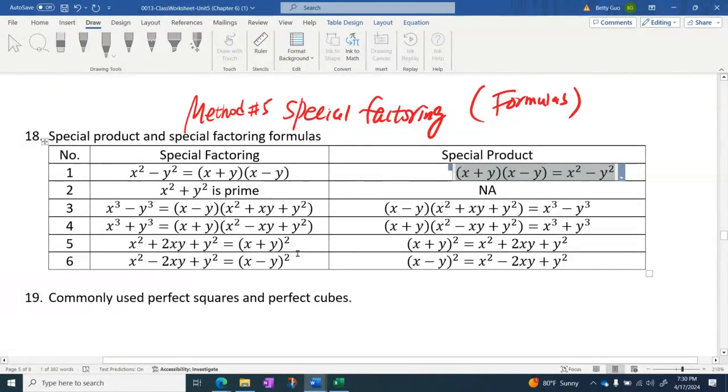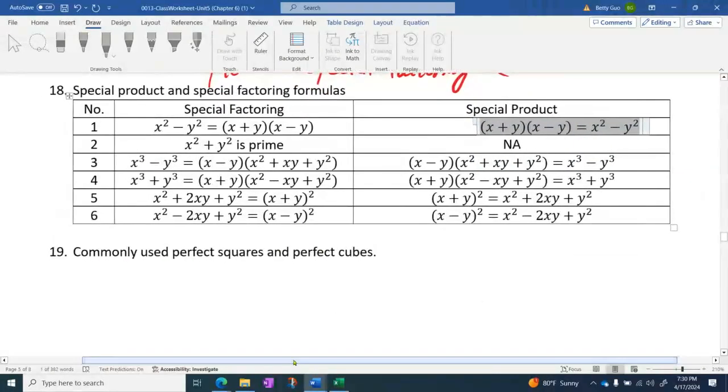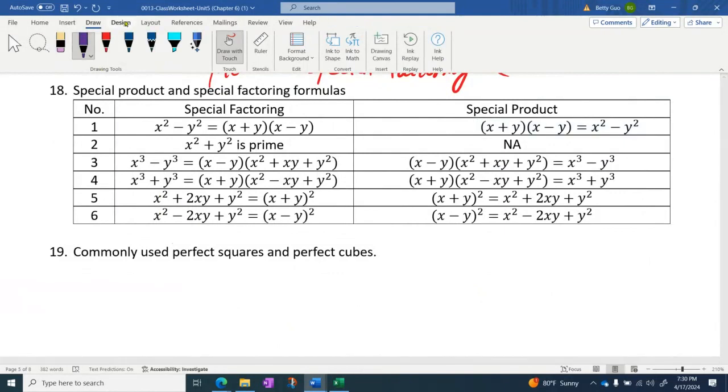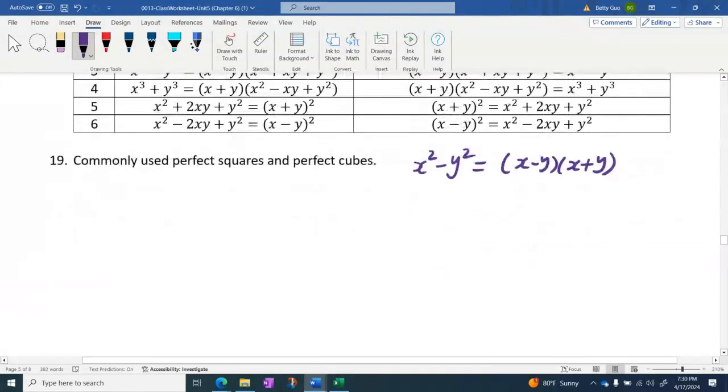And let's do one at a time. We do not rush. We only have 20 minutes, so we do one at a time, okay? The first formula, number 1, is x squared minus y squared equals x minus y times x plus y. When do we use this formula?